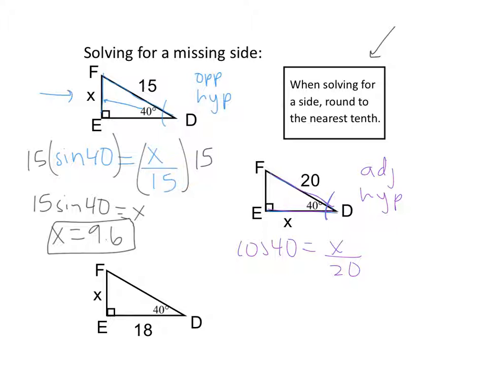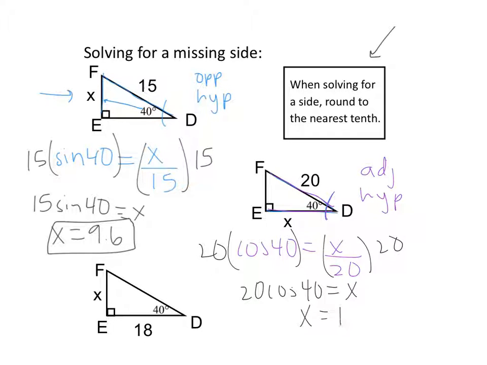So now to solve here for x, I'm going to multiply by 20. So I'll get 20 cos 40 equals x. Rounded to the nearest tenth, what do you get? Great job. X equals 15.3.